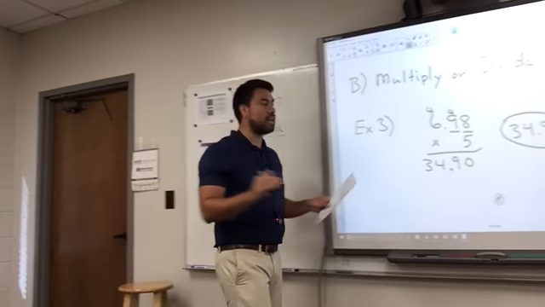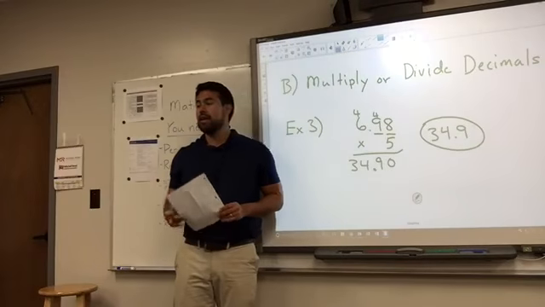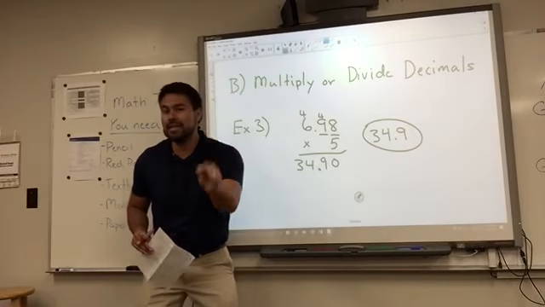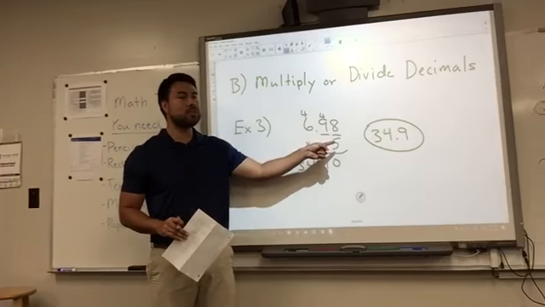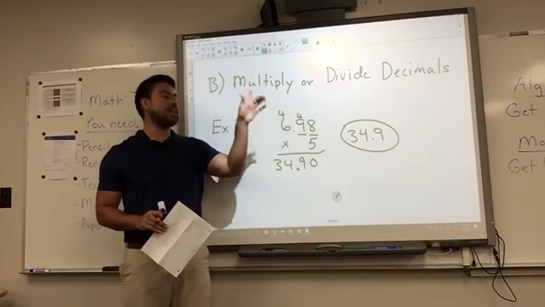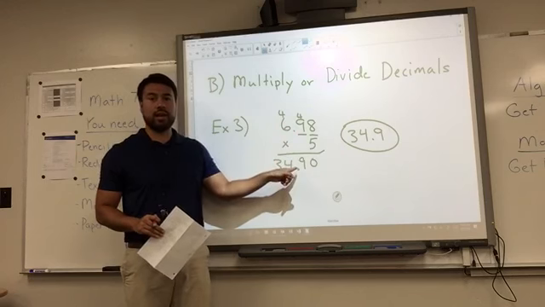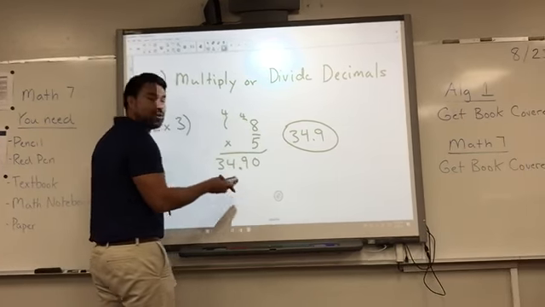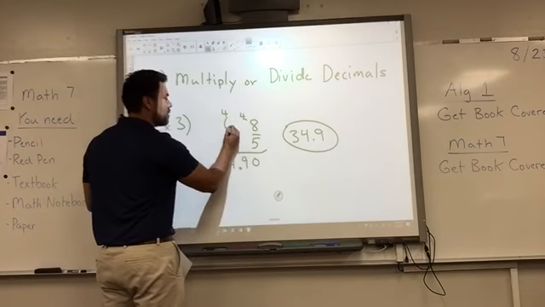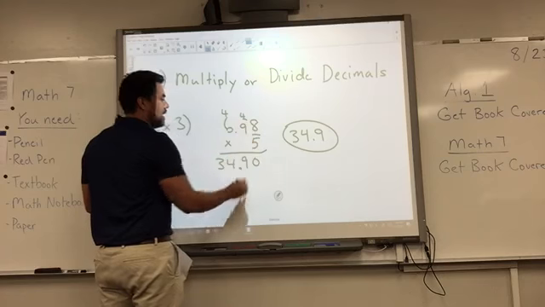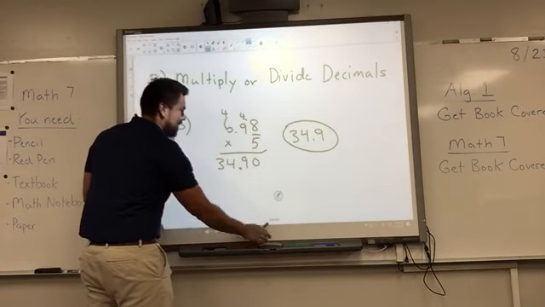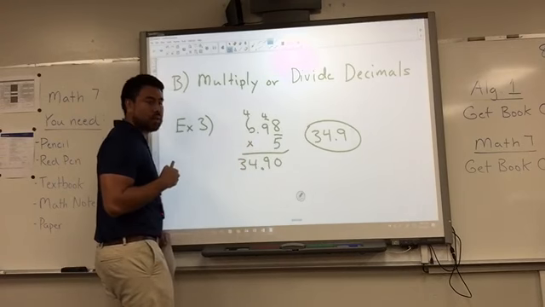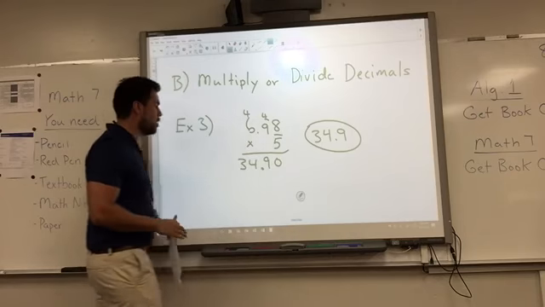All right, any questions on multiplying? Let me give you a little hint. Multiplying decimals is exactly the same thing as multiplying whole numbers, except at the very end, you have to look at the decimal point and move it, right? So if I took away the decimal point from 6.98, then this would be the same answer, and it wouldn't have a decimal point in the middle. So that's the only thing that changes.